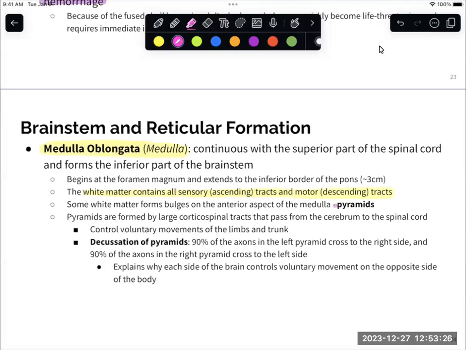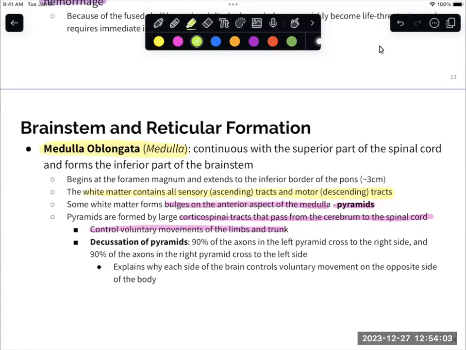We're also going to have what are known as pyramids. So there's these bulges on the anterior aspect. These pyramids is where those cortical spinal tracts pass from that cerebrum to the spinal cord. Cortical is the cortex. Spinal is the second part of the word, its destination. So this is your voluntary movement.